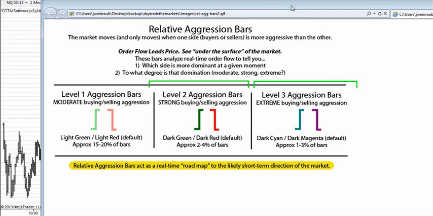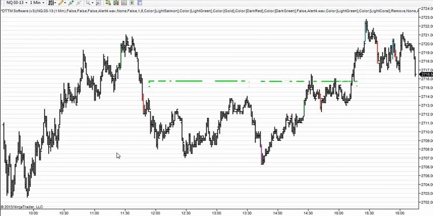So with that said, let's look at our relative aggression bars, and let's especially look at them when they are making new highs or lows, at least over a decent period of time. It doesn't necessarily have to be a new high or low for the day, but a new high or low for the last hour, 2 hours, depending on the time frame you're looking at. So the first one here is this level 2 buying aggression bar, and this happened to be on the high of the day right here. At that time, it was making new highs when that happened.